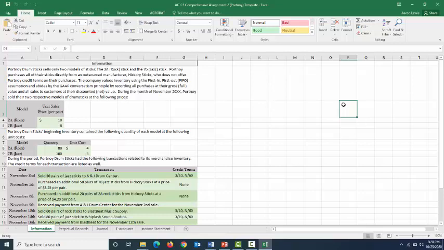We purchase all of our sticks directly from an outsourced manufacturer named Hickory Sticks, and Hickory Sticks does not offer us any credit terms on our purchases. So they don't say, hey, if you pay us within 10 days we'll give you a percentage off. We have to pay full every single time.